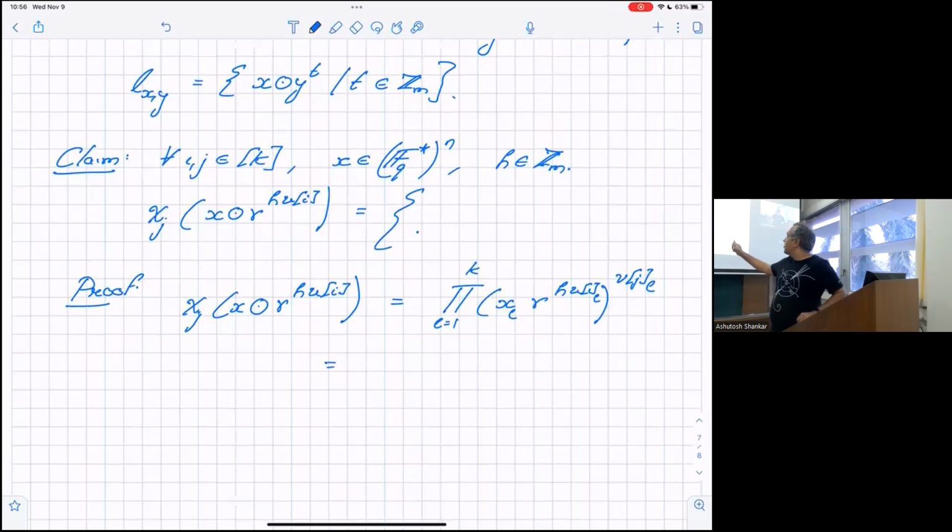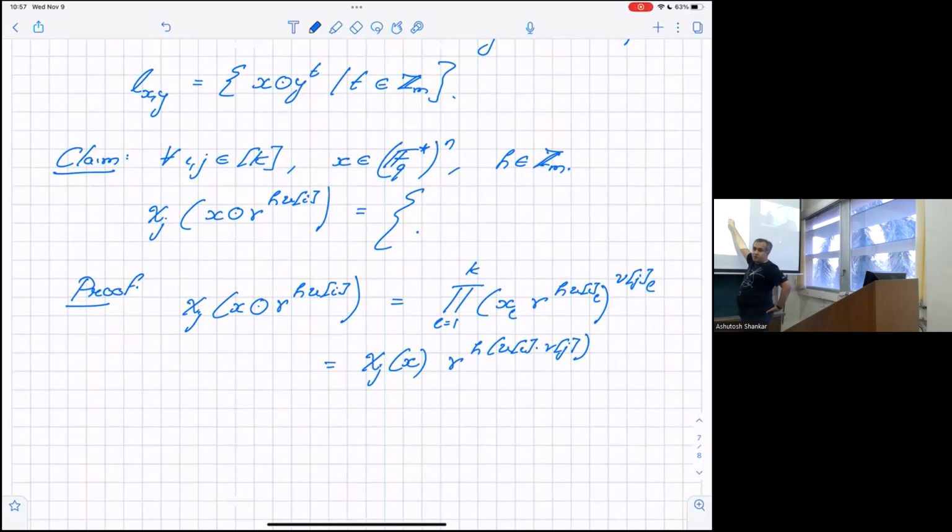So what is this? Let's take out the x_l part of it. The x_l part of it is just pi_j of x. That's just taking the x part of it. The other one, what do you notice? It's just gamma to the h times the dot product between u_i and v_j. That's what is going to happen when I multiply it out.